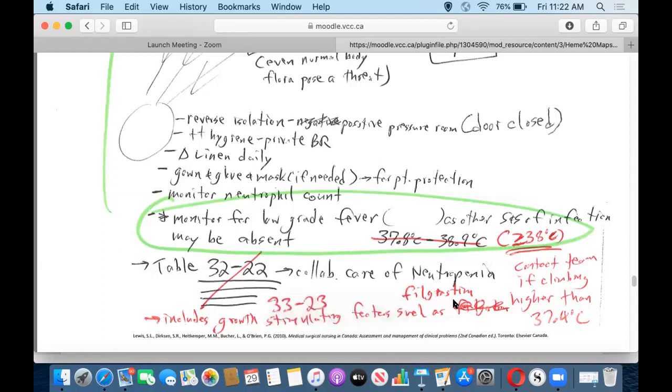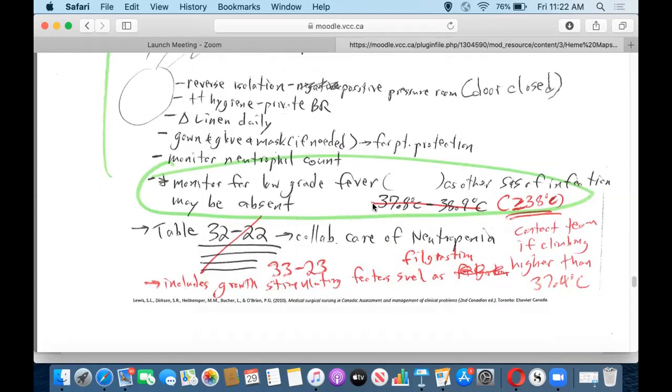So there are meds you can give, like filgrastim. I believe that's a trade name. That will stimulate growth of neutrophils. But it's not going to work overnight, and the reality is that these guys are going to be neutropenic for a while.